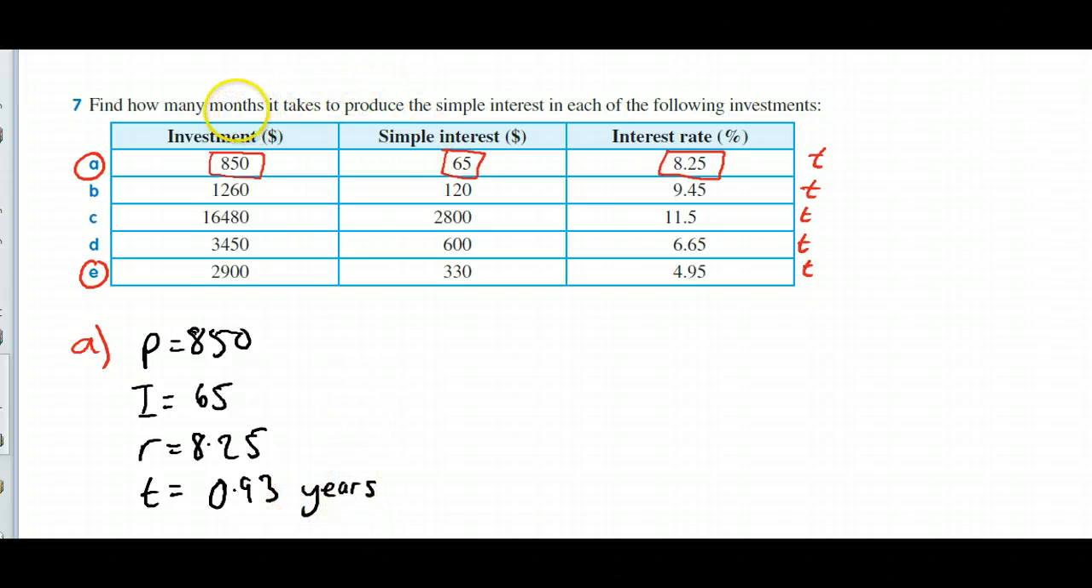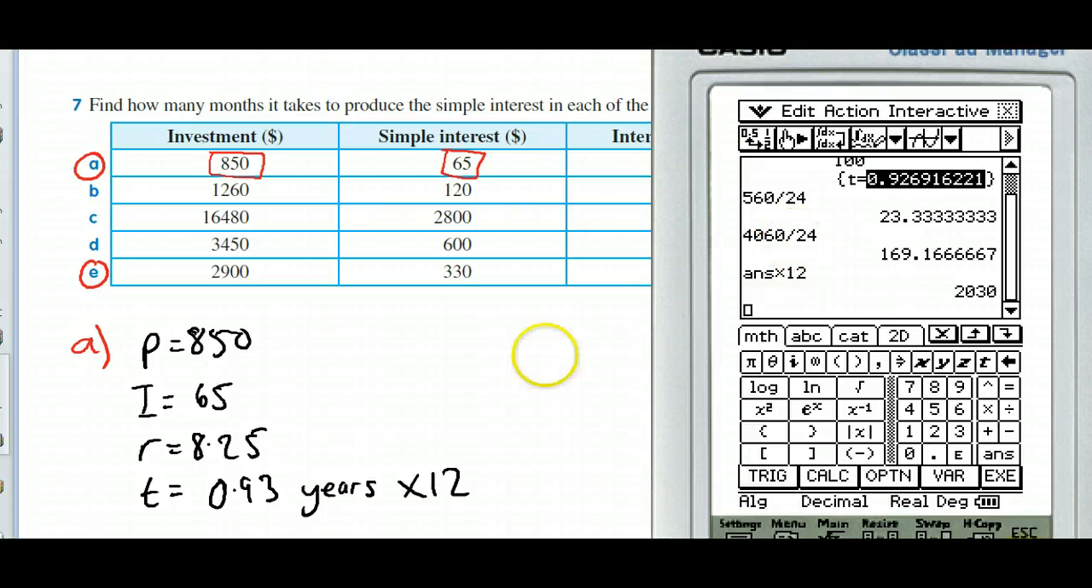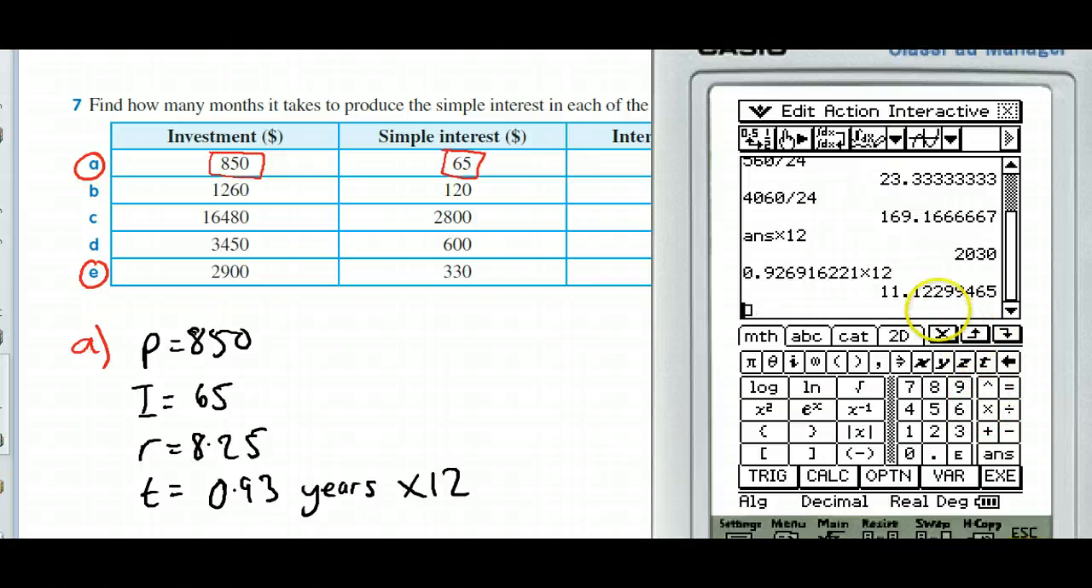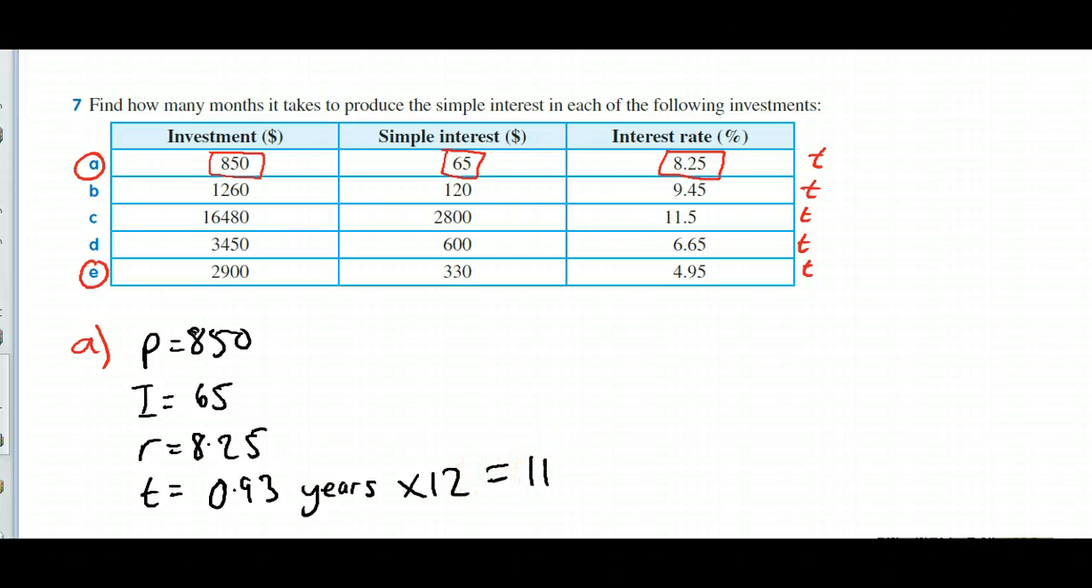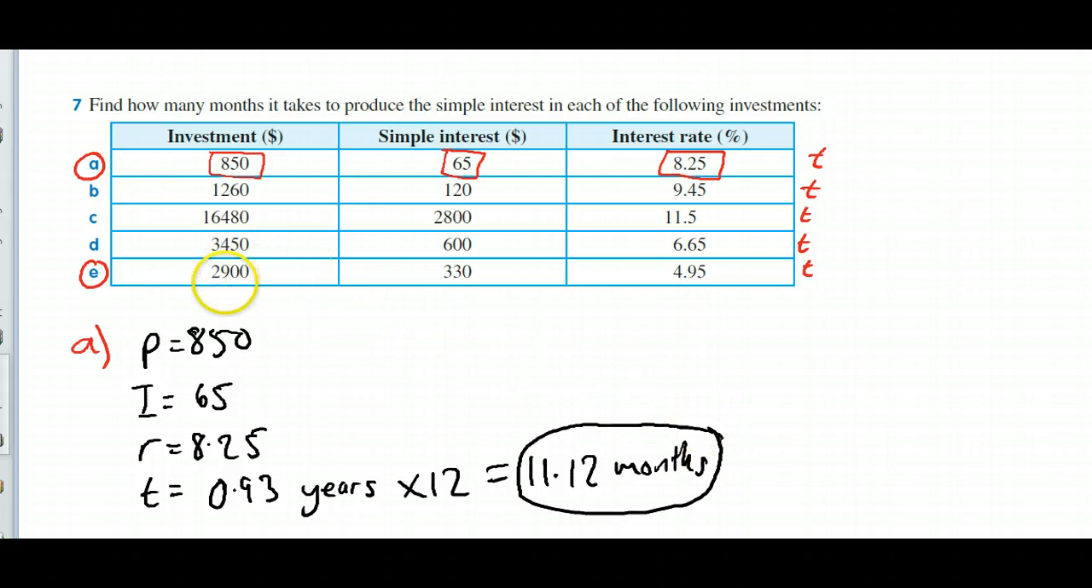But this question asks how many months it takes. So we've got to turn years into months. Okay, in order to turn years into months, we've got to multiply the years by 12. So we'll take our number of years, multiply that by 12, and we get 11.12 months. There we go.